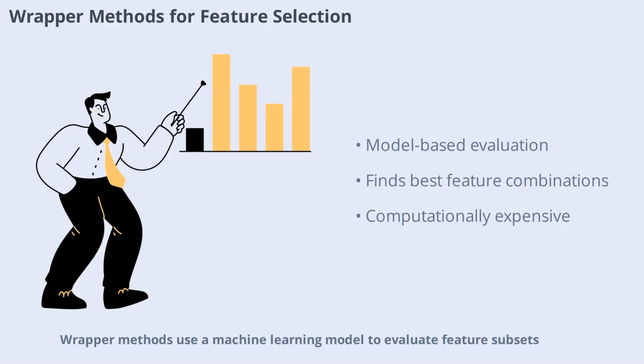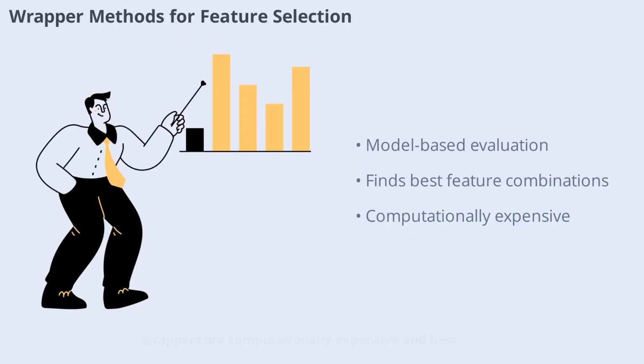Wrapper methods use a machine learning model to evaluate feature subsets. By adding or removing features and checking model performance, these methods can find highly predictive combinations. While more accurate than filter methods, wrappers are computationally expensive and best used when you have time and resources.